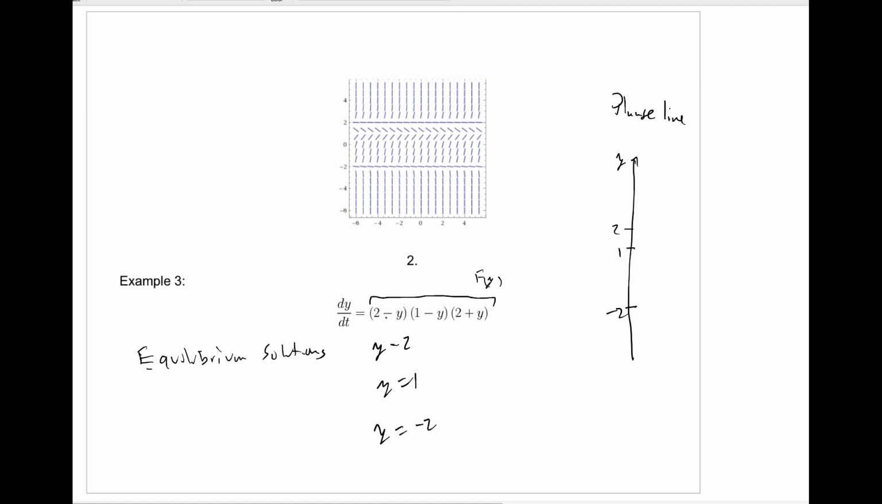If y is bigger than 2, then this is negative, and this is positive. So we have positive slopes, and you can see that in the slope field, the direction field for this differential equation. If y is between 1 and 2, then this is positive, this is negative, and this is positive. So the product will be negative. And you can see very easily we have positive here and negative here. So let me draw the equilibrium solutions here using blue, red, and green. Here y equals negative 2 will be an equilibrium.